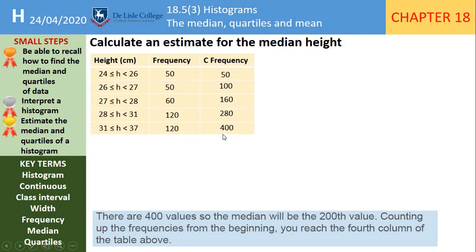So we want to work out where the 200th value is. Looking at our cumulative frequency, I have 50 values in a height between 24 and 26. I have another 50, so I've got 100 values so far up to 27. I want 200. Now if I add all of these three, I get 160. So the 200th value is going to be 40 values into this frequency here. So we could just say an estimate of the median is this group, 28 to 31.